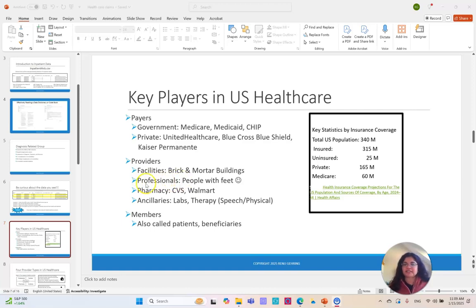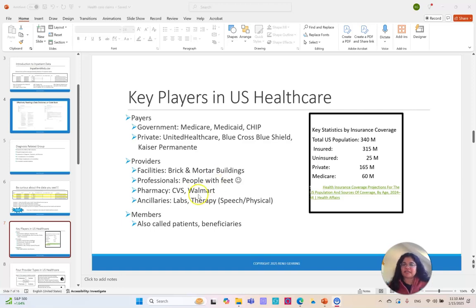And professionals, that's another type of provider type. These are people with feet. So people go from place to place. So that will be important to keep in mind as we learn more about providers. The third type of providers are pharmacies. And these are pharmacies that give out medication to people who pick them up. And these days we can also have delivery services, but these are usually the CVSes, the Rite Aids, the Walmarts, etc. Now, of course, you can get medication in other places as well, most notably facilities.